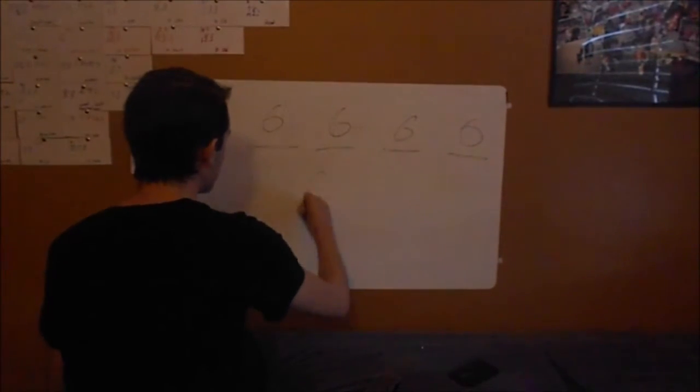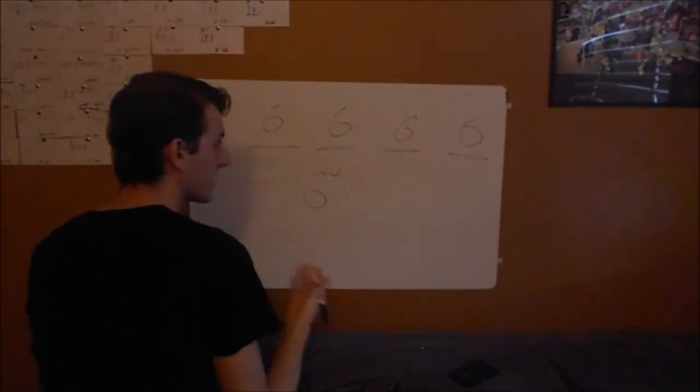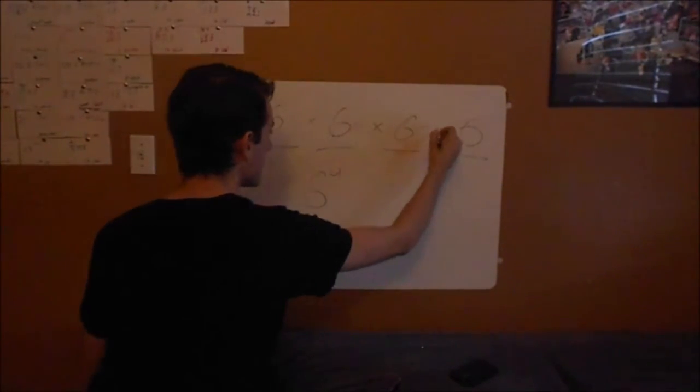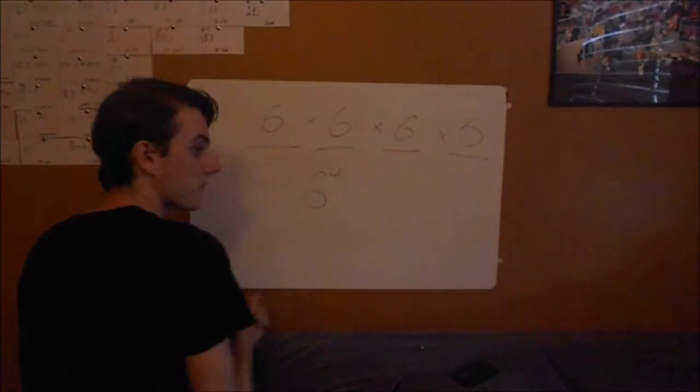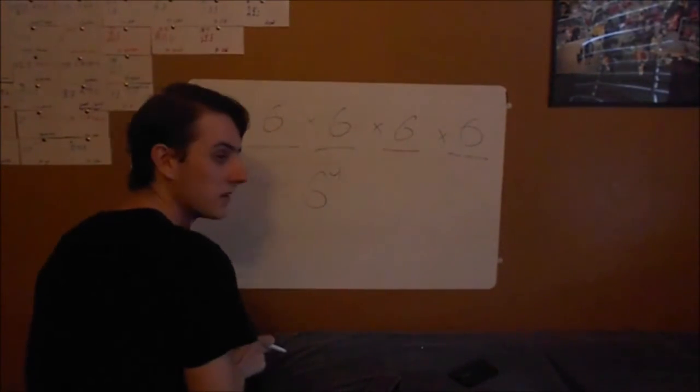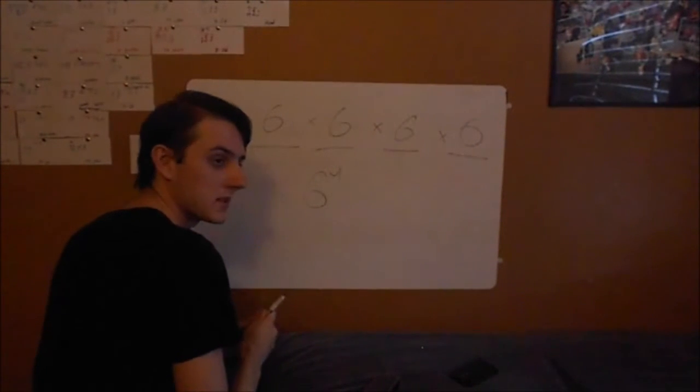This ends up being 6 to the 4th power, because it's 6 times 6 times 6 times 6. And 6 to the 4th power is just a different way of writing this out. So that is how you do permutations.